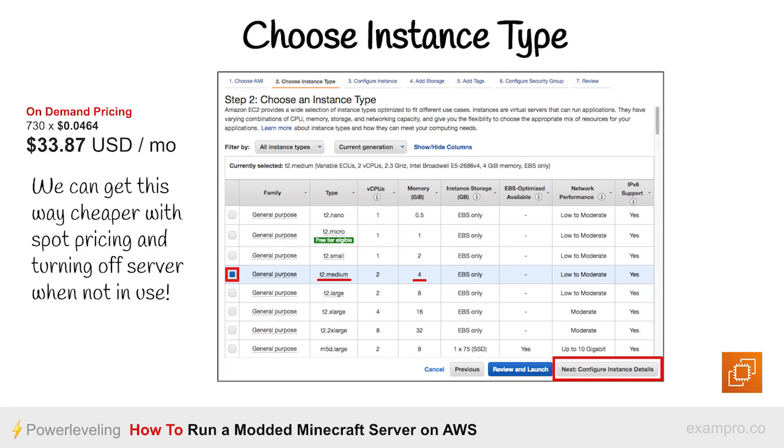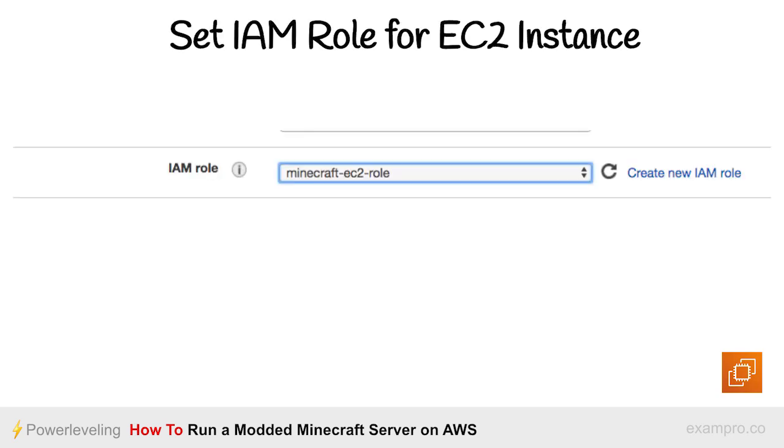The next thing we need to make sure of is just when we're asked what IAM role to assign the EC2 instance, that we select the specific role we created earlier in the previous steps. This is just going to allow it that S3 bucket access.